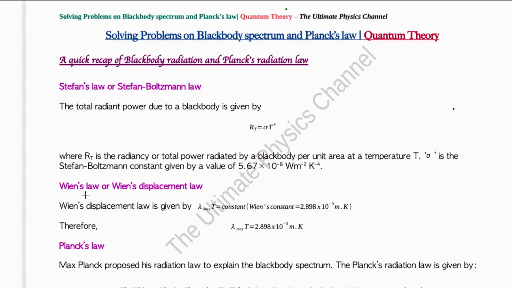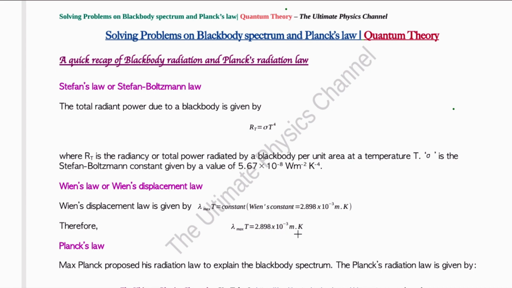The next important law in this topic is Wien's law or Wien's displacement law. Wien's displacement law is given by lambda max times temperature T is equal to a constant, and this constant is the Wien's constant, which has a value 2.898 into 10 power minus 3 meter Kelvin. That is the unit for the Wien's constant. So we can express this law as lambda max times T is equal to 2.898 into 10 power minus 3 meter Kelvin.